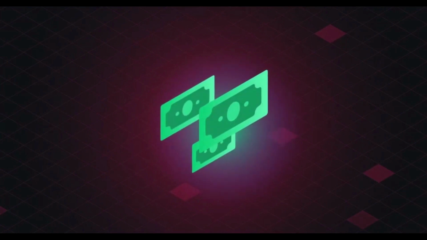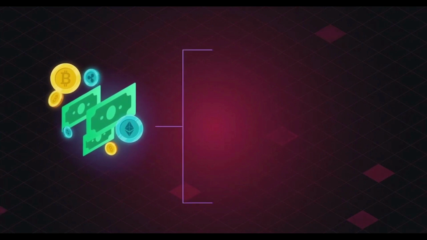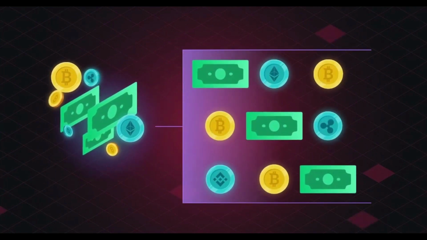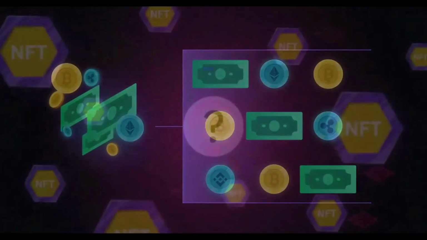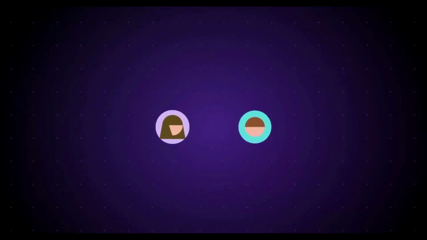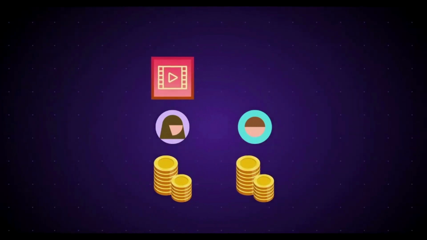On the other hand, all fiat currencies and most cryptocurrencies like Bitcoin and Ether are fungible. Being fungible means an asset's individual units are interchangeable and indistinguishable from each other, making them perfect as a medium of exchange. Why did people create NFTs? When the world became increasingly digital, people were able to make copies of digital goods easily, such as pirated movies or copied software.